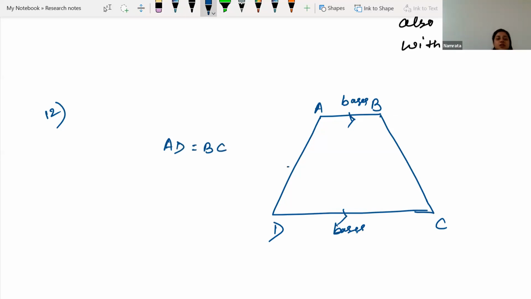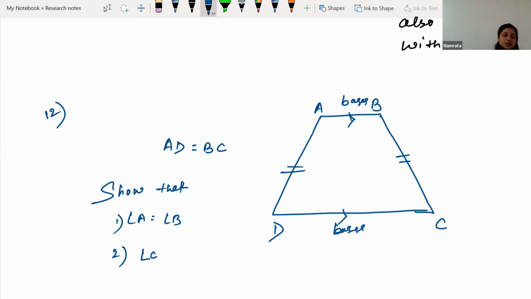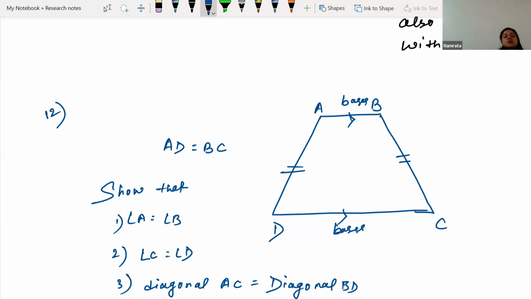These two sides are of same length. This one and this one are of same length. That is already given in the question. What we want to prove here is, show that angle A is equal to angle B. Second, angle C is equal to angle D. Third, diagonal AC is equal to diagonal BD. These are the three parts which we need to prove over here.